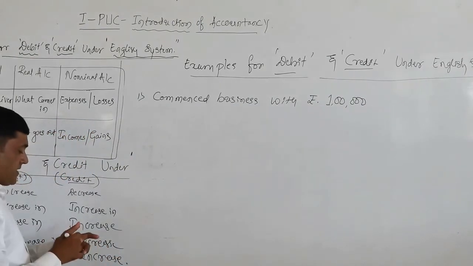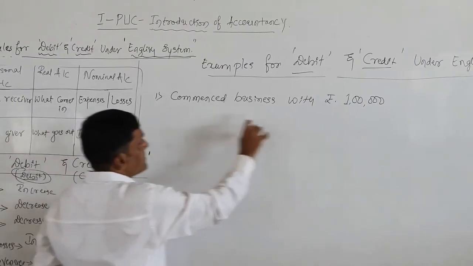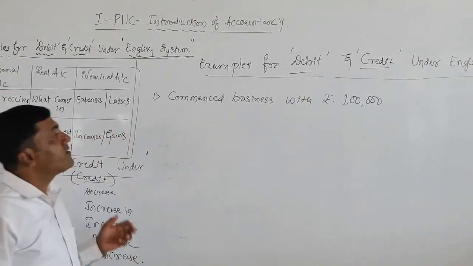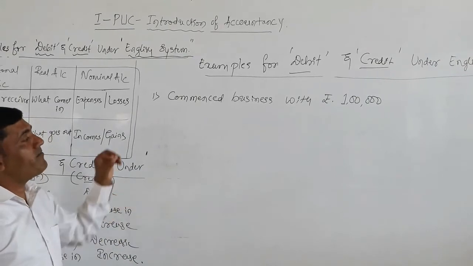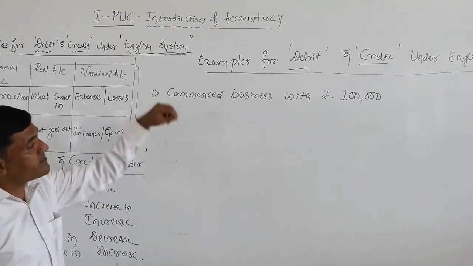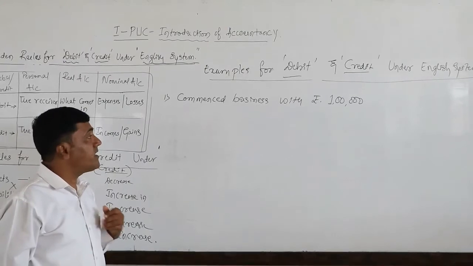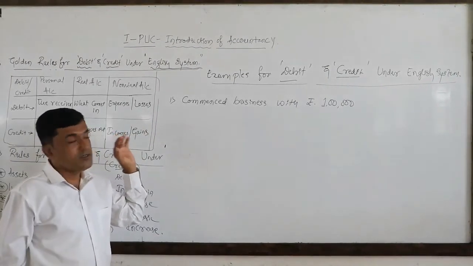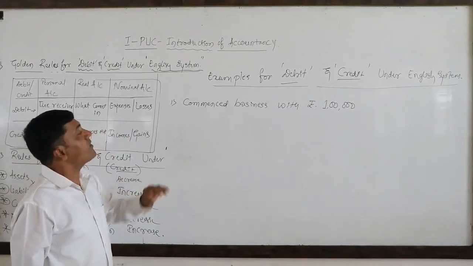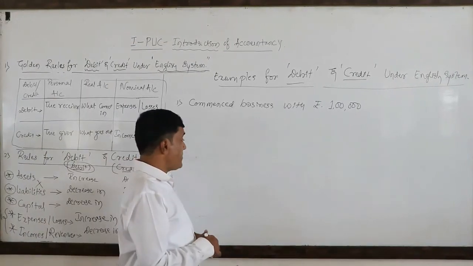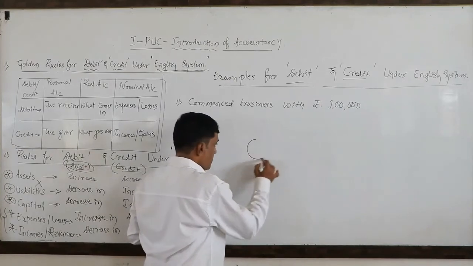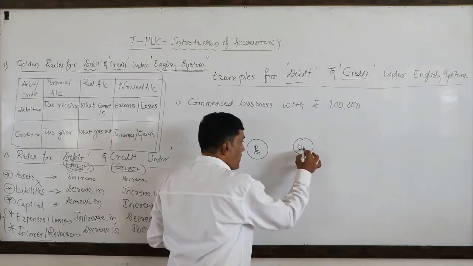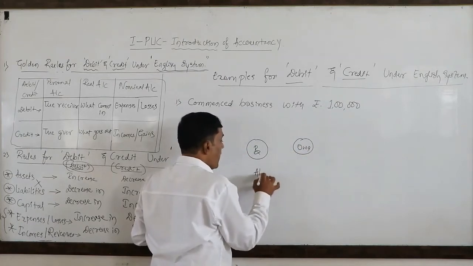In this business transaction, this is one business transaction: commenced the business with rupees 1 lakh. It means we have started the business by investing rupees 1 lakh. The owner has invested the money. As I said earlier, we are just an accountant of the organization. So we are just an accountant of the business. This is the business, he is the owner, we are an accountant.